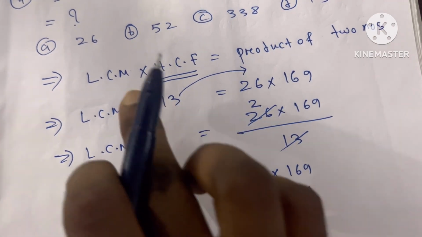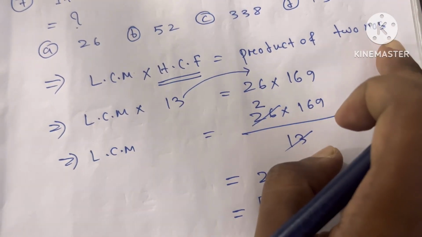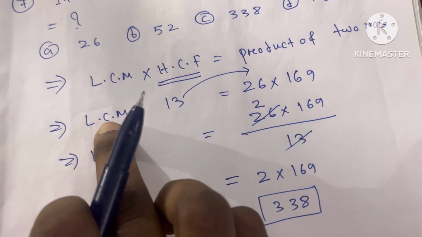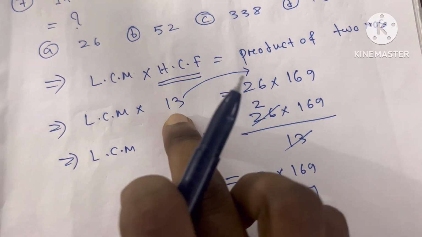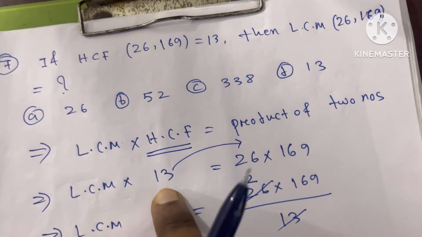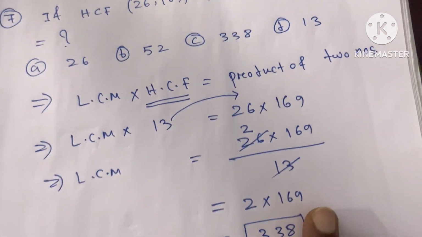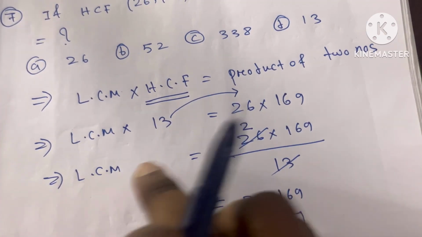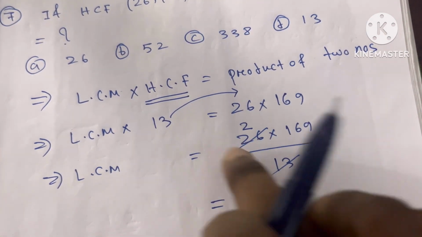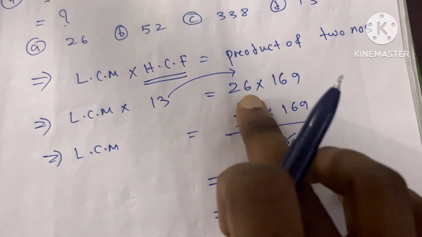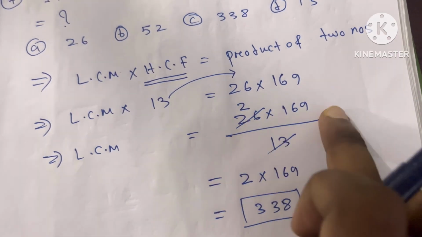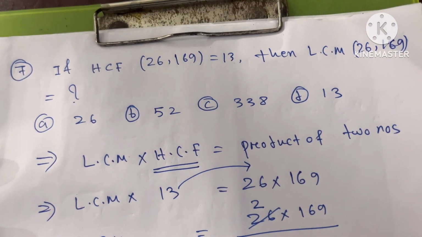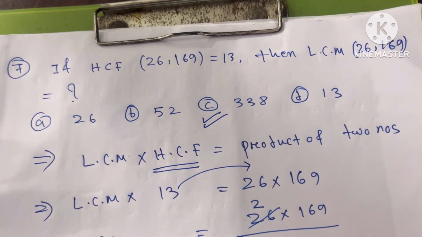So very simple. LCM into HCF is equal to the product of two numbers. So LCM I don't know, so in place of LCM I write LCM, and in place of HCF I write 13 because HCF is given as 13, right? So for the product of two numbers, the numbers are 26 into 169. So LCM is equal to 26 into 169 divided by 13. So if we divide 26 by 13, we get 2. So 2 into 169, the answer will be 338. So which option is correct? Option C is correct. So very simple.